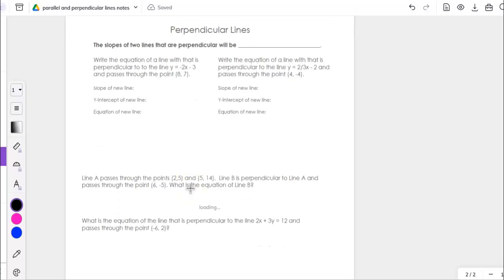All right, moving on to perpendicular lines. The slopes of two lines that are perpendicular will be opposite reciprocals. So opposite means change the sign. Reciprocal means to flip. If you want non-math words, you would say change the sign and flip it. Either make it a fraction or flip your fraction upside down.